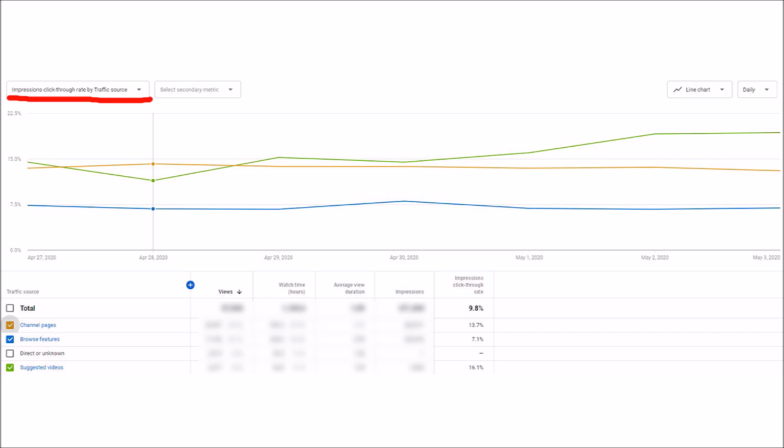So, in my opinion, you should ignore the channel pages click-through rate. Now, let's look at the browsing. Browse is 7.1, which is, guys, this is low for my channel. Again, I know exactly, or let's say more or less, which CTR is good on my channel in every category, in browsing and suggested, especially in browsing and suggested. But suggested here is all right. I think so, 16.1.